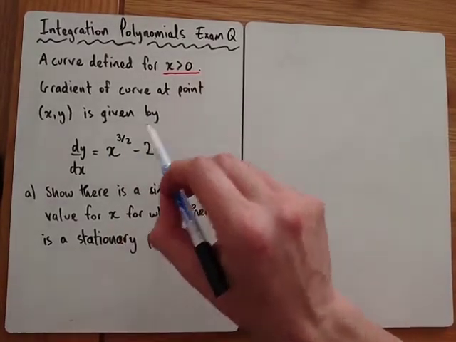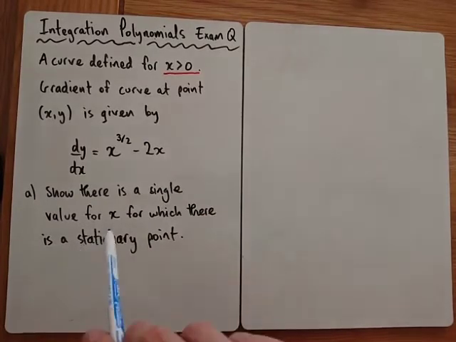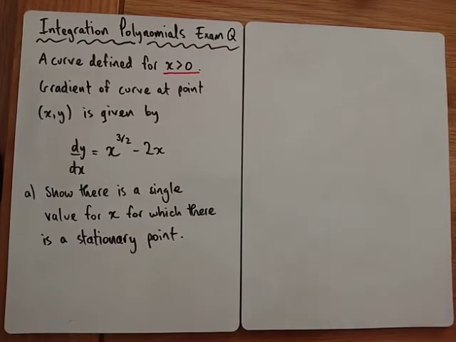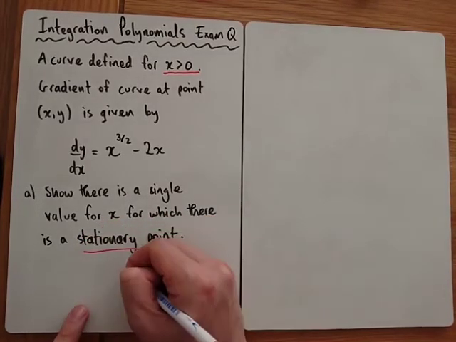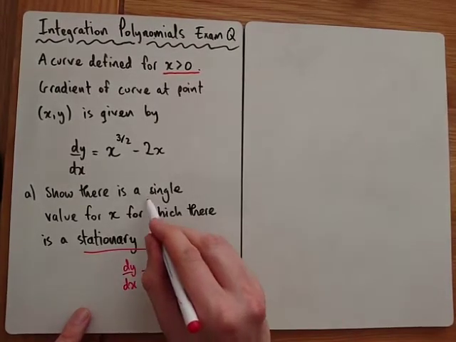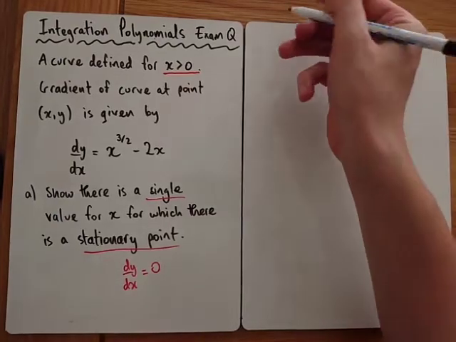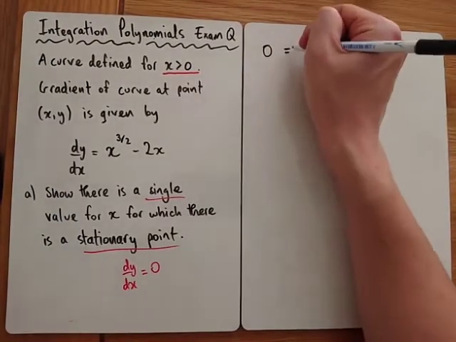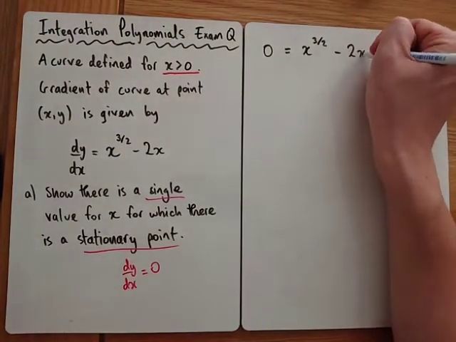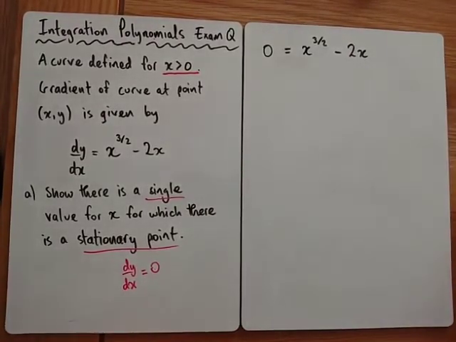The gradient is given by dy by dx equals x to the 3 over 2 minus 2x, and the first part of the question says show there is a single value for x for which there is a stationary point. So obviously just interpreting this, we're thinking about when dy by dx would be equal to 0 and there's a single value, so we're only expecting to get one solution here. So let's just set dy by dx to be equal to 0, so we've got 0 is equal to x to the 3 over 2 minus 2x. And we just need to rearrange this to find out what the solution is for x.